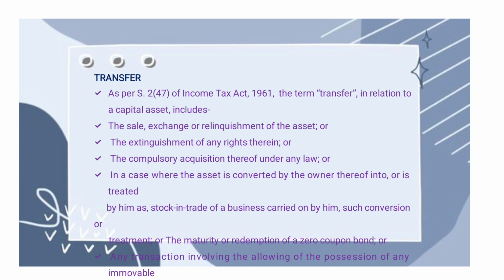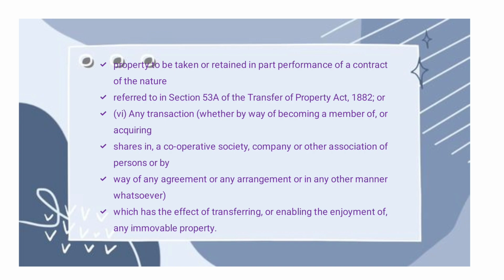Transactions involving allowing the possession of any immovable property to be taken or retained in part performance of a contract of the nature referred to in Section 53A of the Transfer of Property Act 1882 are also transfers. Likewise, any transaction, whether by becoming a member of or acquiring shares in a cooperative society, company, or other association of persons, or by any agreement or arrangement, which has the effect of transferring or enabling the enjoyment of any immovable property, is called transfer.